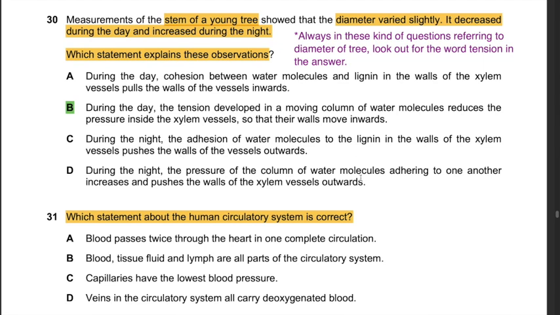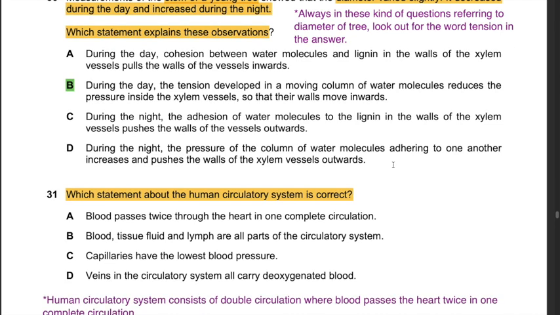If you go to answers C and D, they do not have anything relating to tension, hence they are incorrect explanations. Because once tension develops in a moving column of water, pressure is reduced inside the xylem vessels as statement B explains. So if the pressure inside xylem vessels is reduced, the walls move inwards. That is why the diameter decreases during the day. At night, the tension is not there, so the pressure increases. If the pressure inside the xylem vessel increases, then the walls move outwards. That is why the diameter increases during the night. So always in these kind of questions, look out for the word tension as I mentioned.